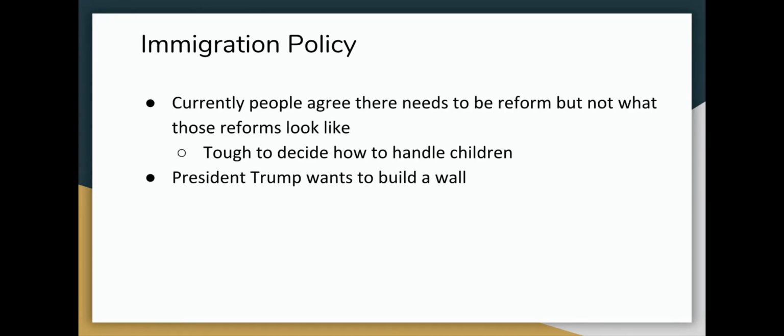Currently, people agree that there needs to be reform. The question is, it's really tough to decide how to handle children. You look at everything that's going on, and typically a 5-year-old child isn't going to be the one responsible. Their parents are going to be responsible for the decision to either immigrate illegally or whatever the circumstances may be. And then I'm sure you have heard this, but President Trump's desire to build a wall on the border between Mexico and the United States.